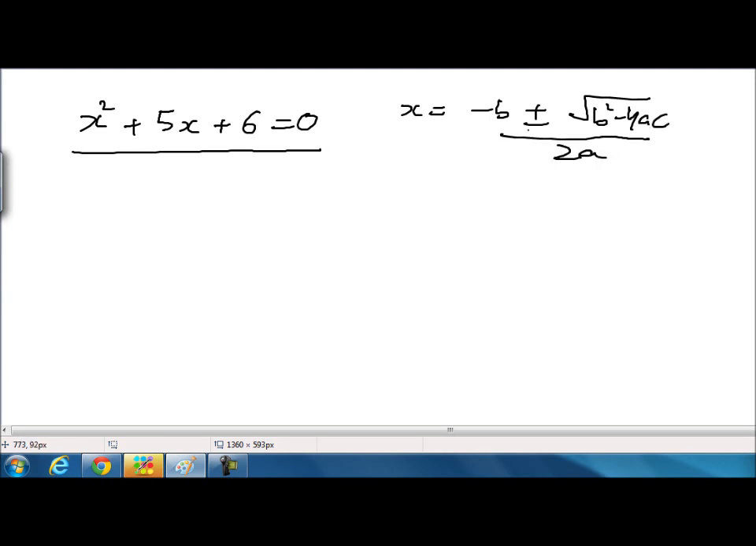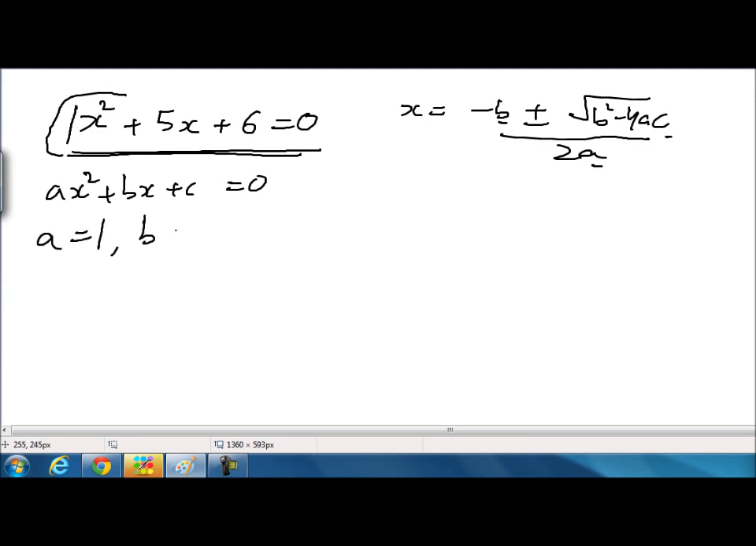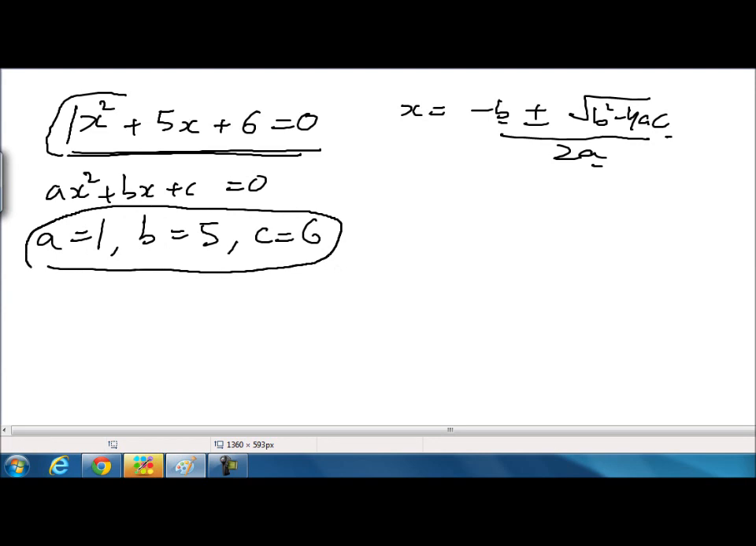Now let's find the values of a, b and c here, because we don't know them yet. When we compare this given equation with the general equation, which is ax square plus bx plus c is equal to 0, we get a is equal to 1, because it's 1 here. We get b is equal to 5 and we get c is equal to 6. Now we put all these values in the quadratic formula to get the value of x.